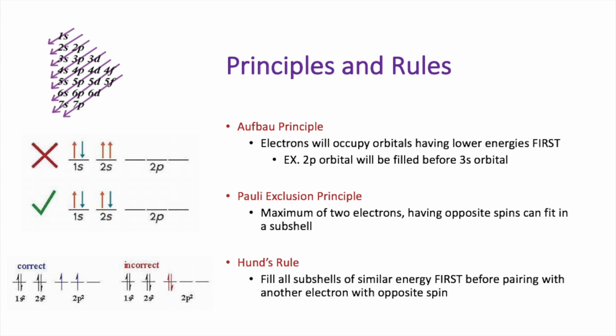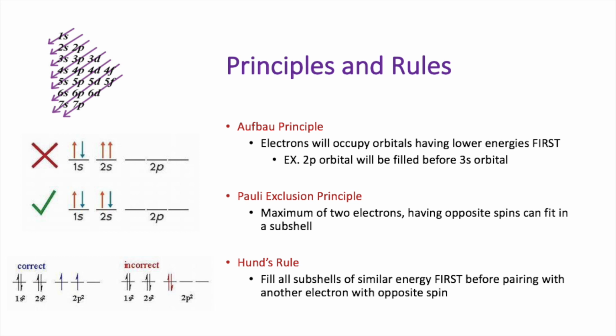Next is the Pauli exclusion principle. There is a maximum of 2 electrons with opposite spins that can fit in a subshell of an orbital. For a visual, look at the second visual. There's a correct and incorrect way to place the spins on the electrons. You cannot have the arrows facing the same way.